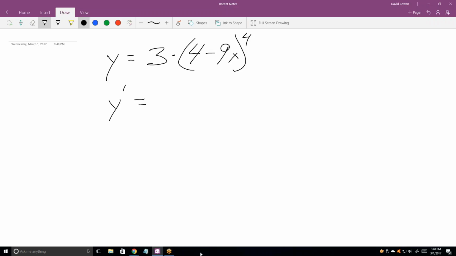First of all, I suppose the most important thing to do on these problems is to ask yourself, what is the inside? And just for practice, we're going to call the inside u. So what is u here? 4 minus 9x. Which means what we're really looking at is 3u to the 4th power, right? So what's the derivative of that?